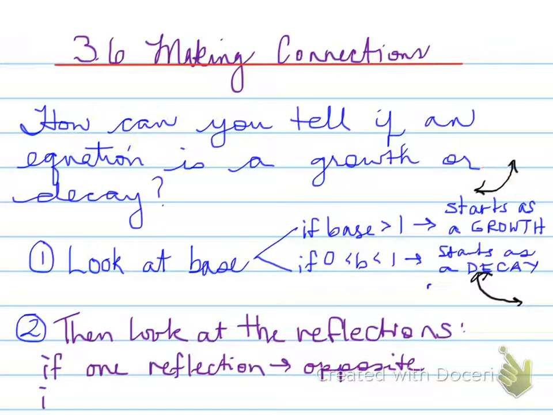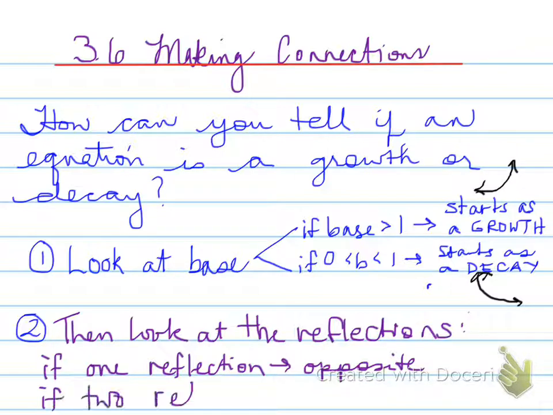And the same thing if it was a decay. If it was a decay and had a horizontal reflection, it would look like this. So it would turn itself into a growth. And if it had a vertical reflection, the graph would look something like this, and that would mean that it would turn itself into a growth. So the idea is if there is one reflection, it will turn into the opposite type: if it's a growth, it will turn into a decay. If it's a decay, it turns into a growth.